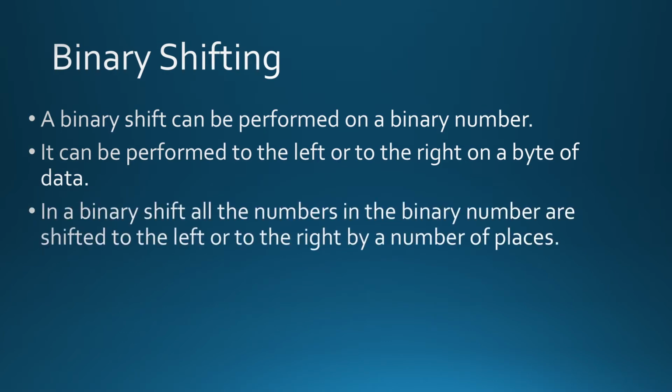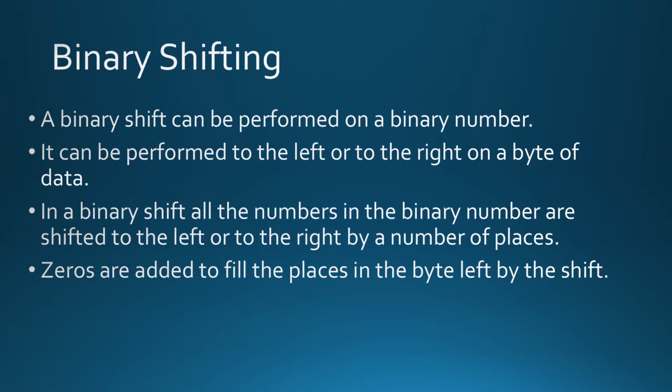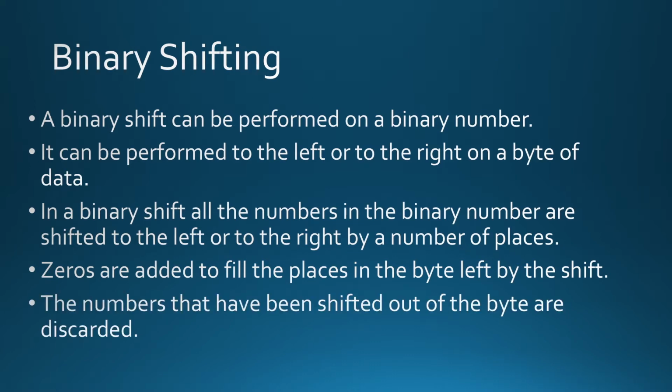When you do a shift, you shift it a certain number of places to the left or a certain number of places to the right. If you're moving to the left, then you'll end up with some blank digits on the right hand side. You need to fill those with zeros. And if you shift to the right, the same will happen with the left hand side. You need to fill those with zeros. If any digits are shifted out of that byte, you discard them. That's why sometimes you can get inaccurate results.